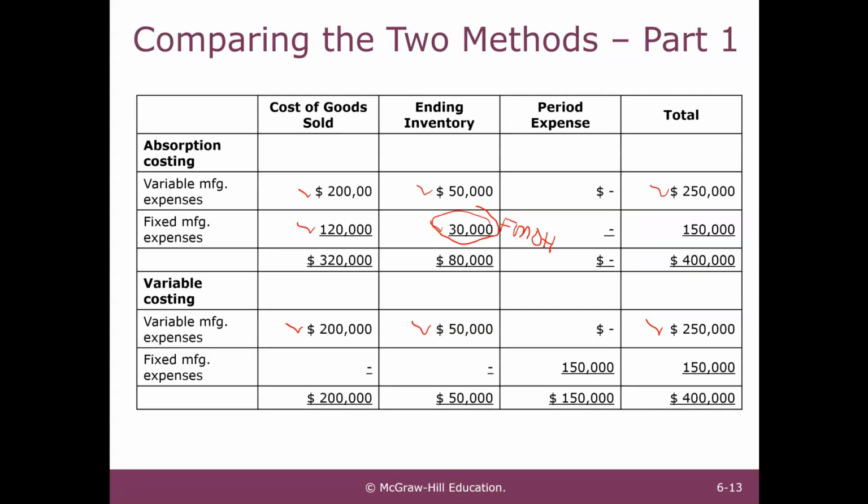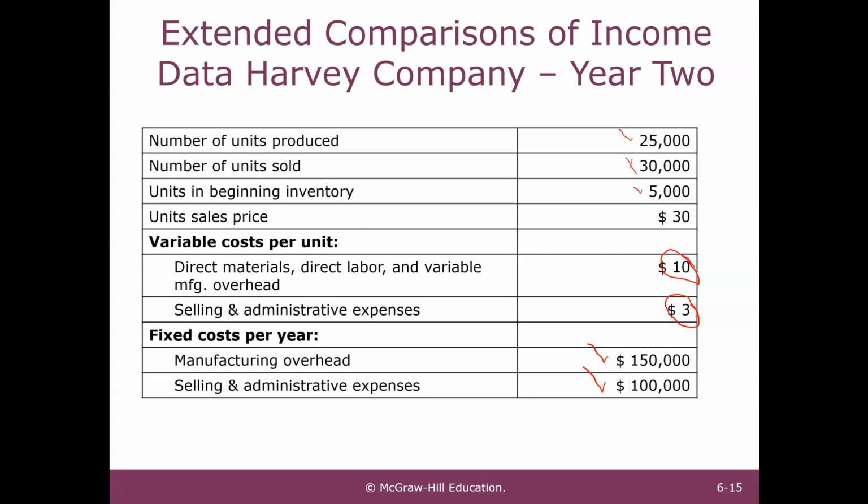Okay, let's look at what happens here. You see that everything checks out except for the ending inventory. Ending inventory under absorption costing is valued at $80,000, and ending inventory under variable costing is valued at $50,000. In year 2, that $30,000 difference will actually go the other way and balance each other out.